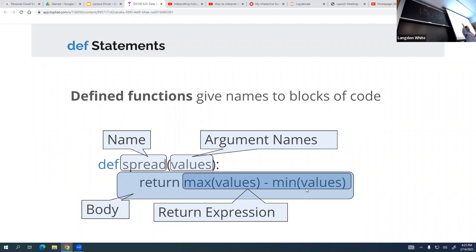And as we get into what's called control flow commands, it'll matter because you need to make sure you hit one of those returns if you want it to always return something.